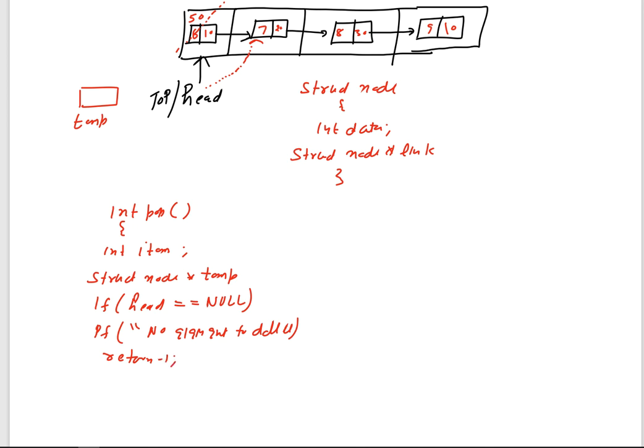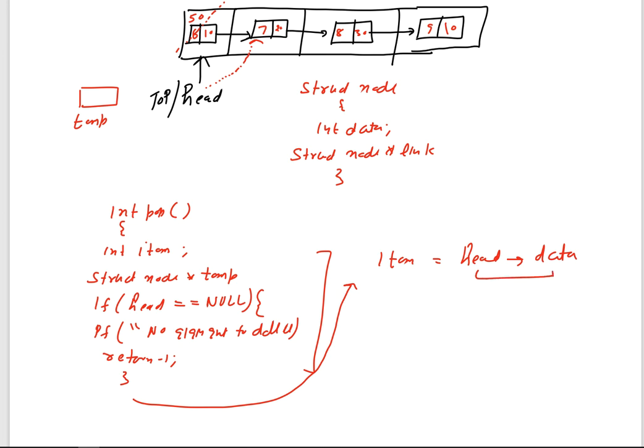And then if this is not the case, let me write here. If this is not the case, then what we can do is item equals head of data. So what is the head of data? The head of data is here 7. So we are holding it inside this item variable. So item is holding 7. And then inside the temp, we are going to hold the head.